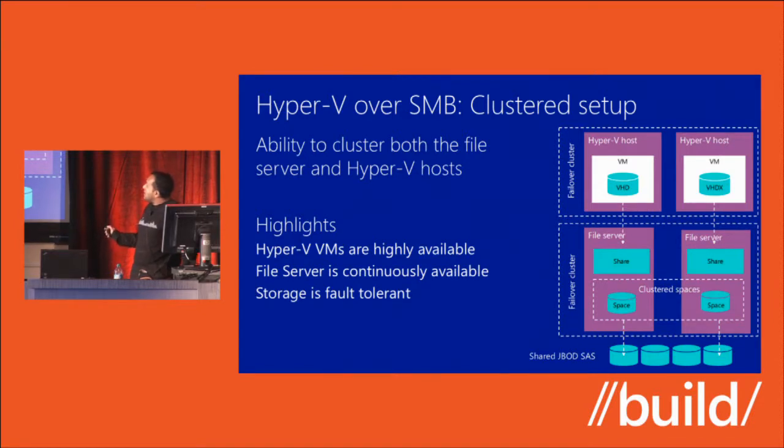And on the Hyper-V side, if you cluster the Hyper-V side, and these are separately clusterable, so you don't necessarily need to do both. You can just do one end depending on what kind of scenario you're interested in. If you cluster the Hyper-V end, if one of the Hyper-V hosts dies, your VM will automatically get restarted on another node by Hyper-V. So you get the benefit of clustering in both the client end and the server end. So the VMs are highly available, the file server is continuously available, and the storage is also fault tolerant. So this is like the best possible setup which you can have.